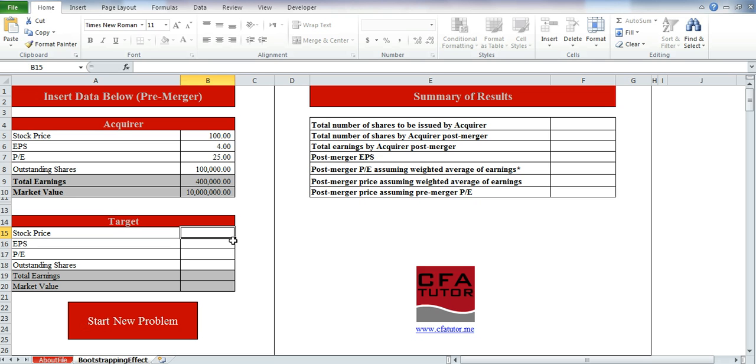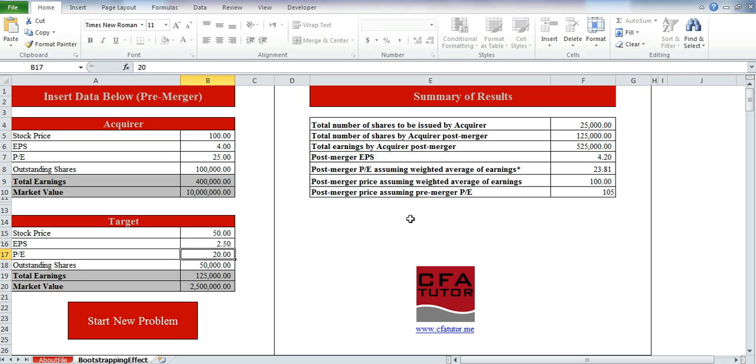So for the target, the stock price is 50, the EPS is 2.5, the price to earnings is 20, and the total number of shares is 50,000. Once we have entered all the information that we have, we'll have a summary of the results here, which shows us that for the acquirer to acquire the target, they would have to issue 25,000 shares.